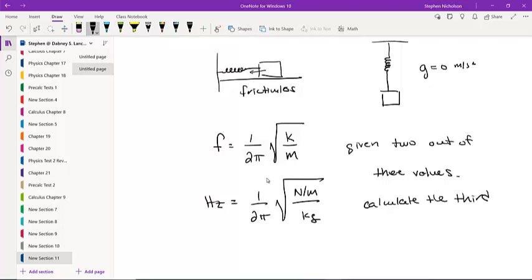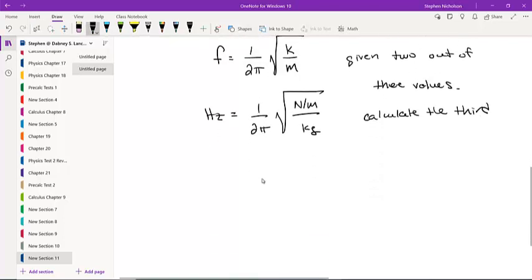So I could give you the spring constant and the mass, and you could calculate the frequency. I give you the frequency and the mass, you can calculate the spring constant. I give you the frequency and the spring constant, you calculate the mass. And you just have to make sure that the units are correct: newtons per meter for spring constant, mass in kilograms, frequency in hertz.